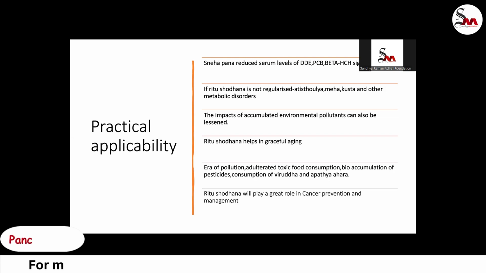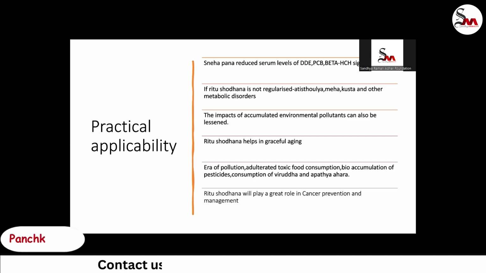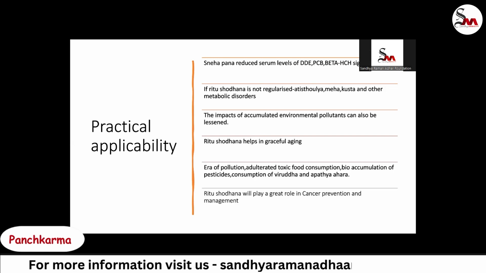So you can name anything, like autoimmune disease, you can say stress related diseases, etc. Where we are not getting enough results, it is better to follow this Ritu Shodhana and see wonderful results. So this Ritu Shodhana has multiple benefits, but only when we follow it according to the classics. When we follow it according to classics, we can see a wonderful result.